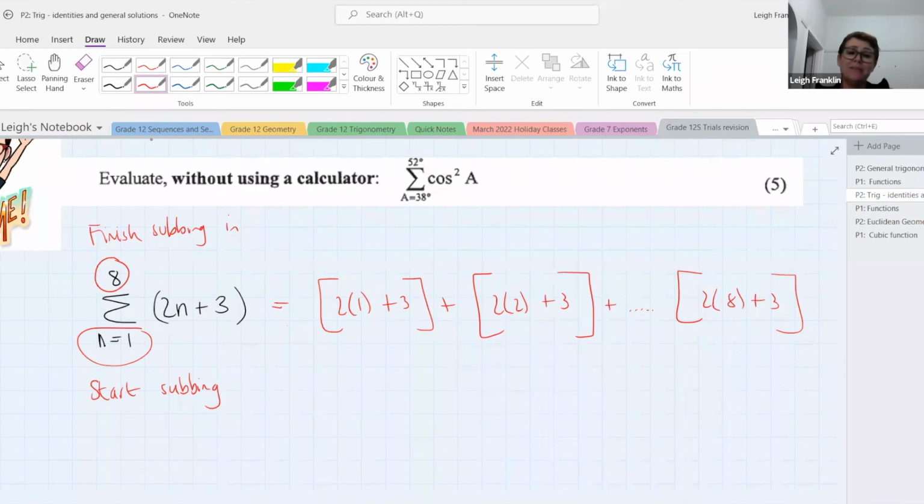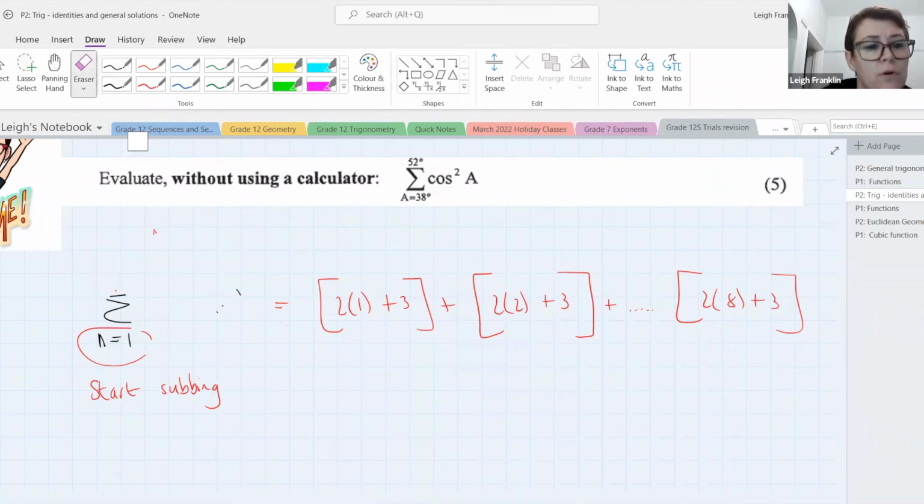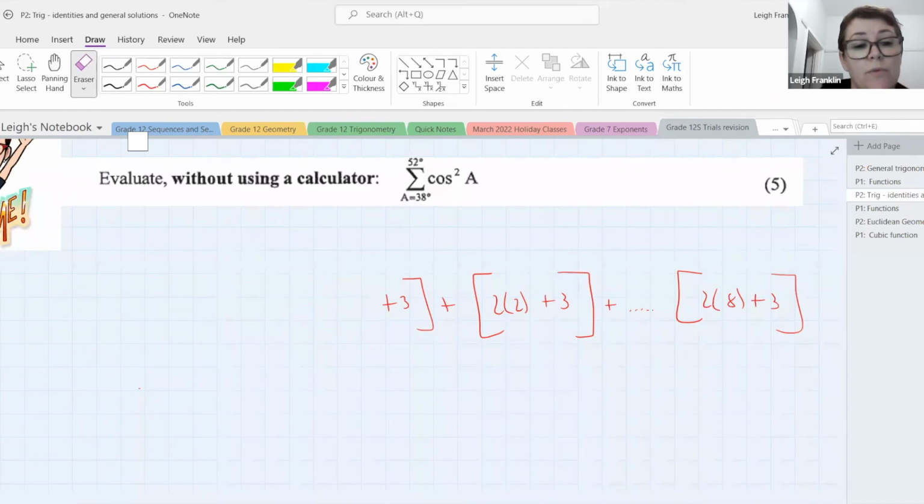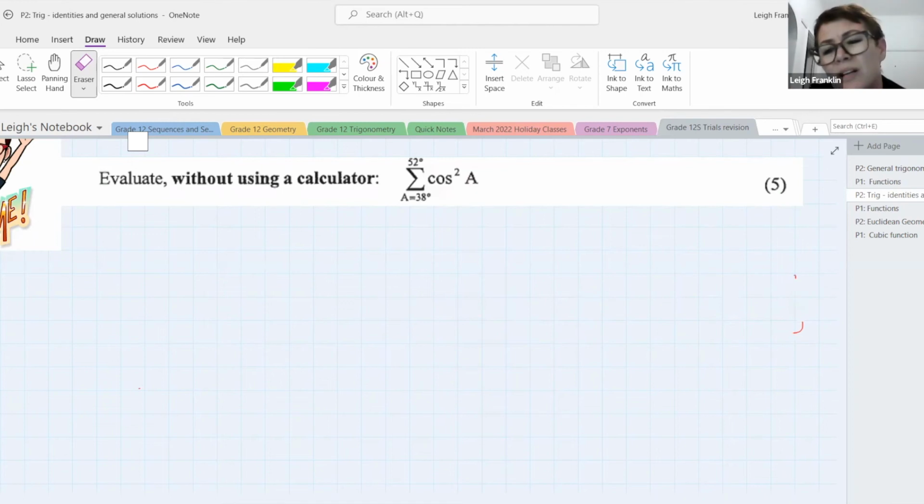So it's exactly the same thing here. That's exactly what they want us to do. We've got a place where we're going to start subbing in, and a place where we're going to finish subbing in. Obviously the number at the top minus the number at the bottom plus 1 gives us the number of terms, and we do need to worry about the number of terms, but I'm going to show you how we would do that.